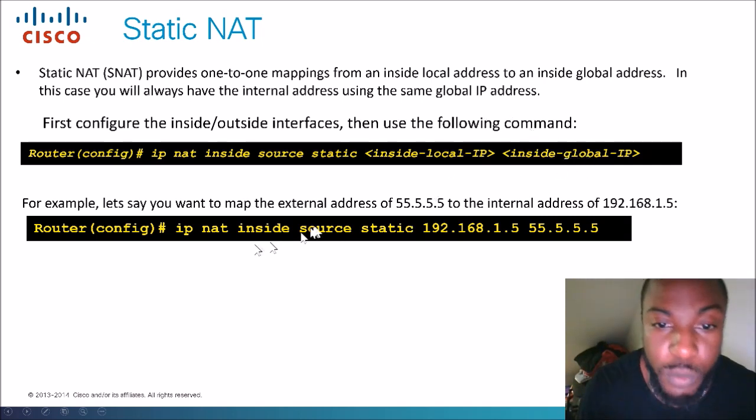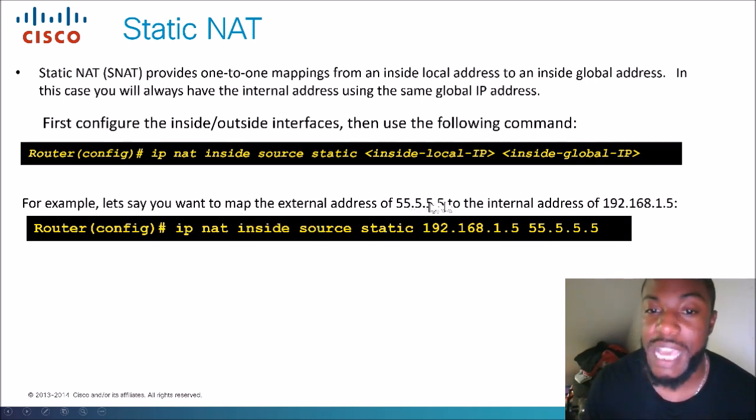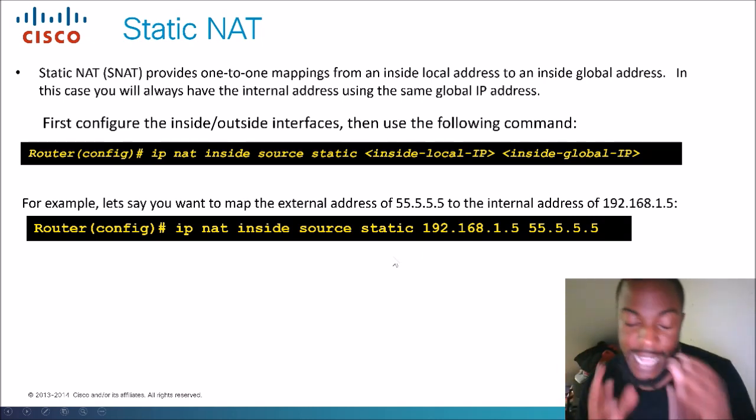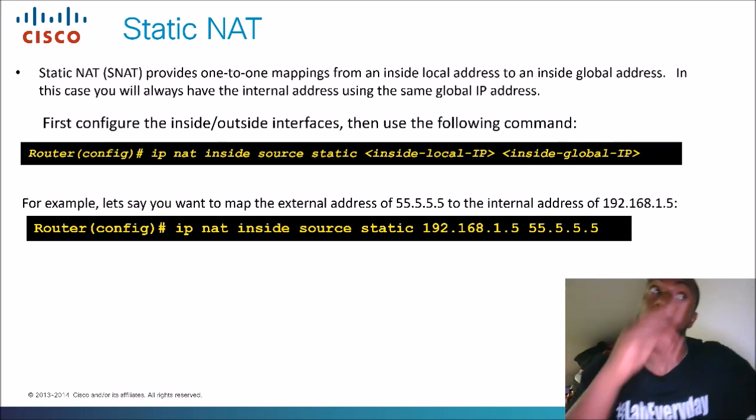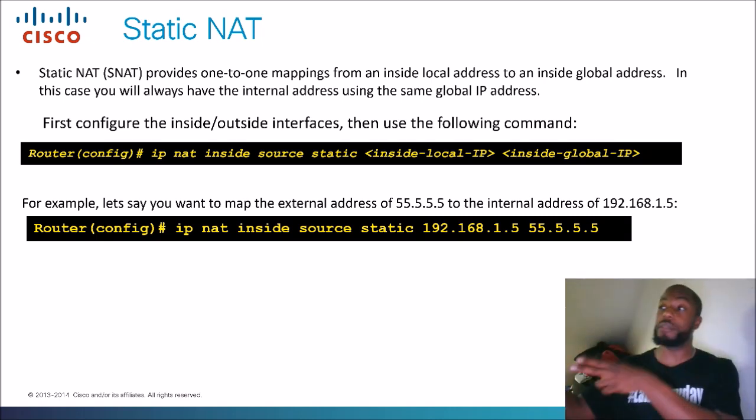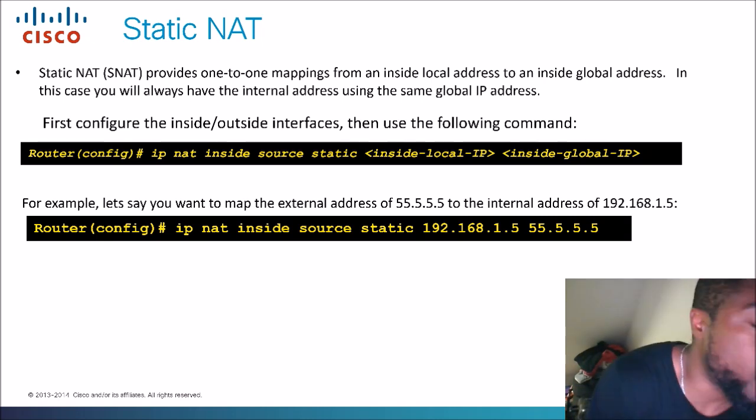So an example of that would be IP NAT inside source static, and we're going to map the outside address 55.555 to the internal 192.168.1.5. So this is a static one-to-one mapping. Now, this is not very scalable because we're pretty much using one single IP address to one public facing interface. One inside to one public facing. That's 1-to-1. We can quickly run out of IP addresses here. But this is one way to do network address translation.